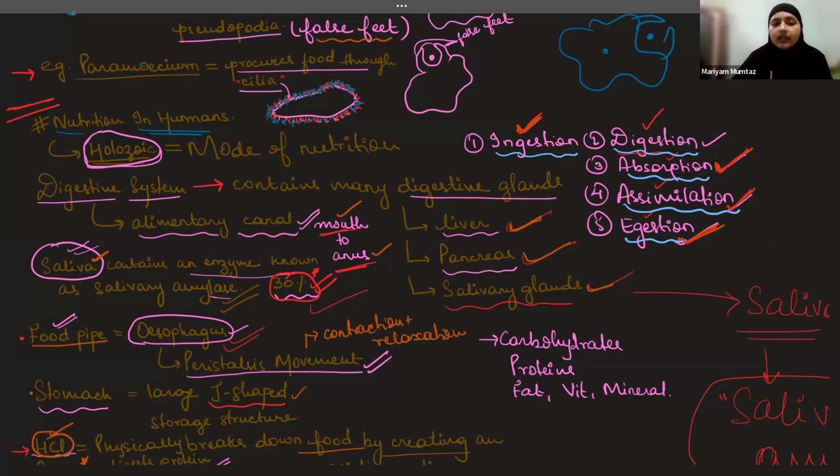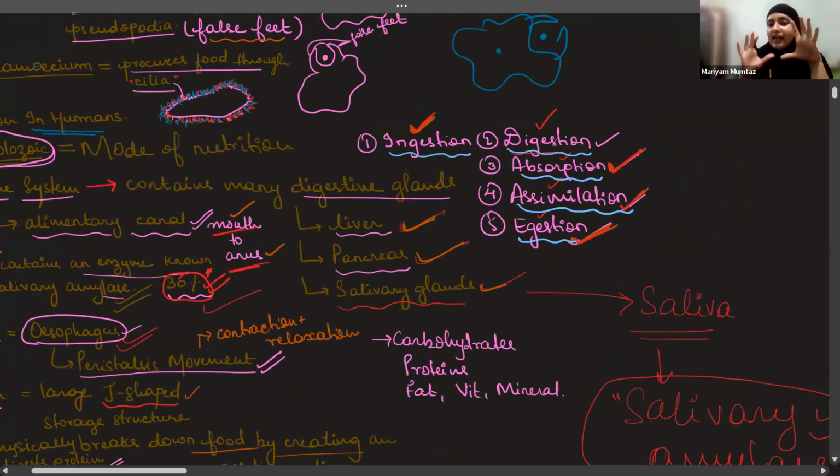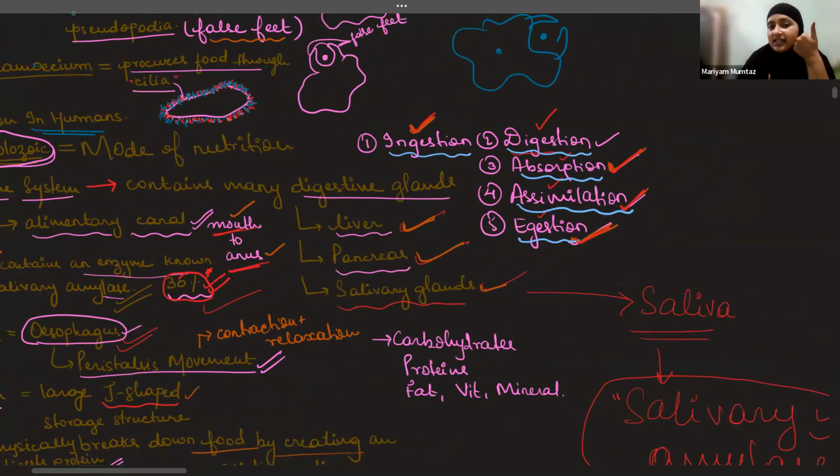Now, in our nutrition, there are five basic stages. First is ingestion: we take in the food. Then we chew it, and then digestion: we digest the food. When the food has been digested, the energy in the food is absorbed by the body. Then that energy gets distributed to different cells in our body, and that is assimilation. Then the undigested substances are excreted out, and that is egestion. So five steps are there in the nutrition of humans: ingestion, digestion, absorption, assimilation, and egestion. Clear?